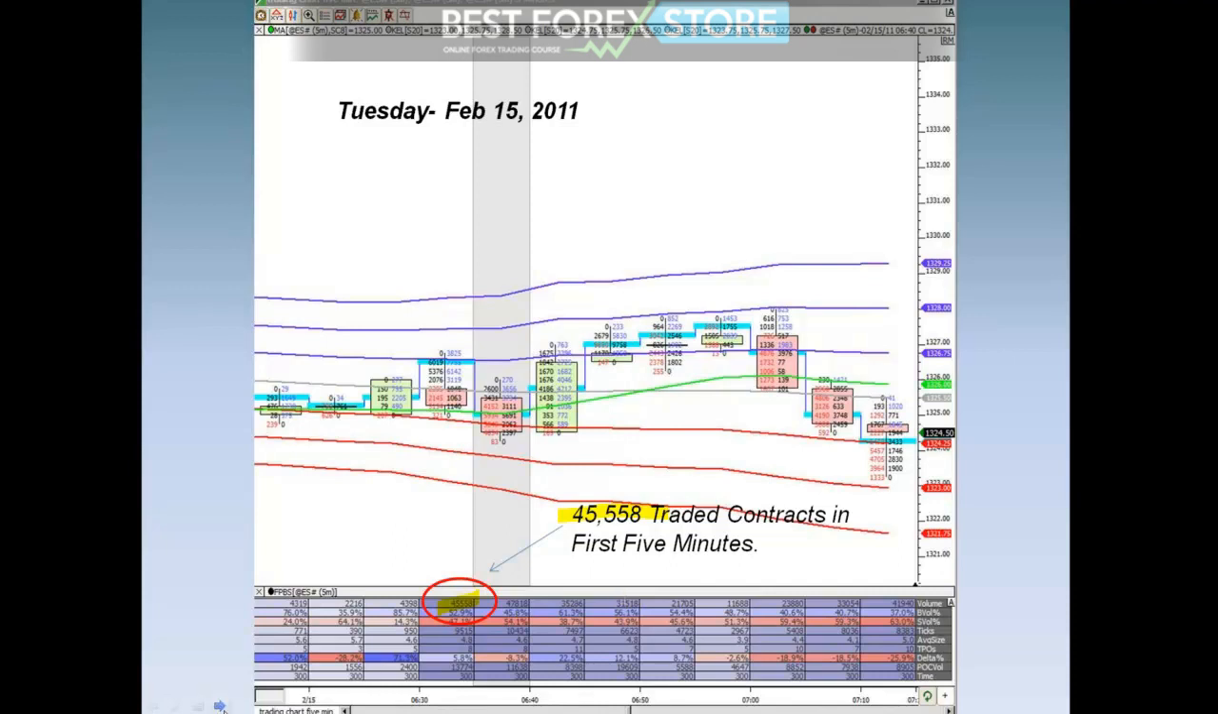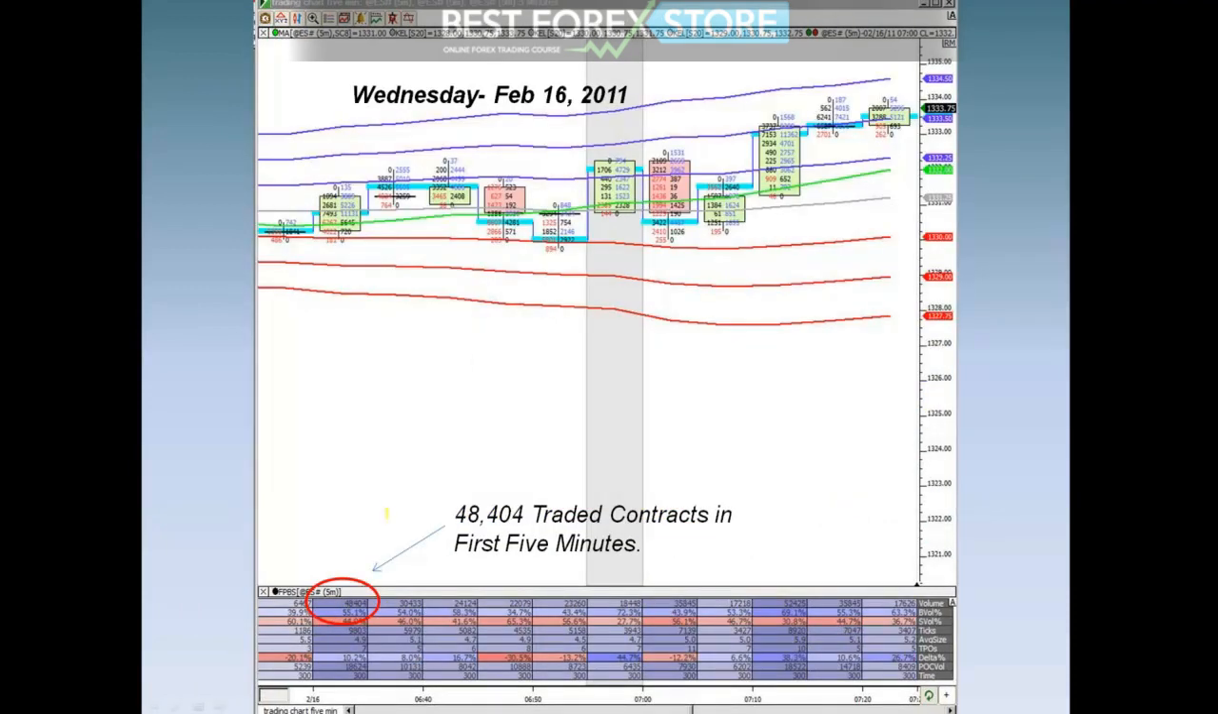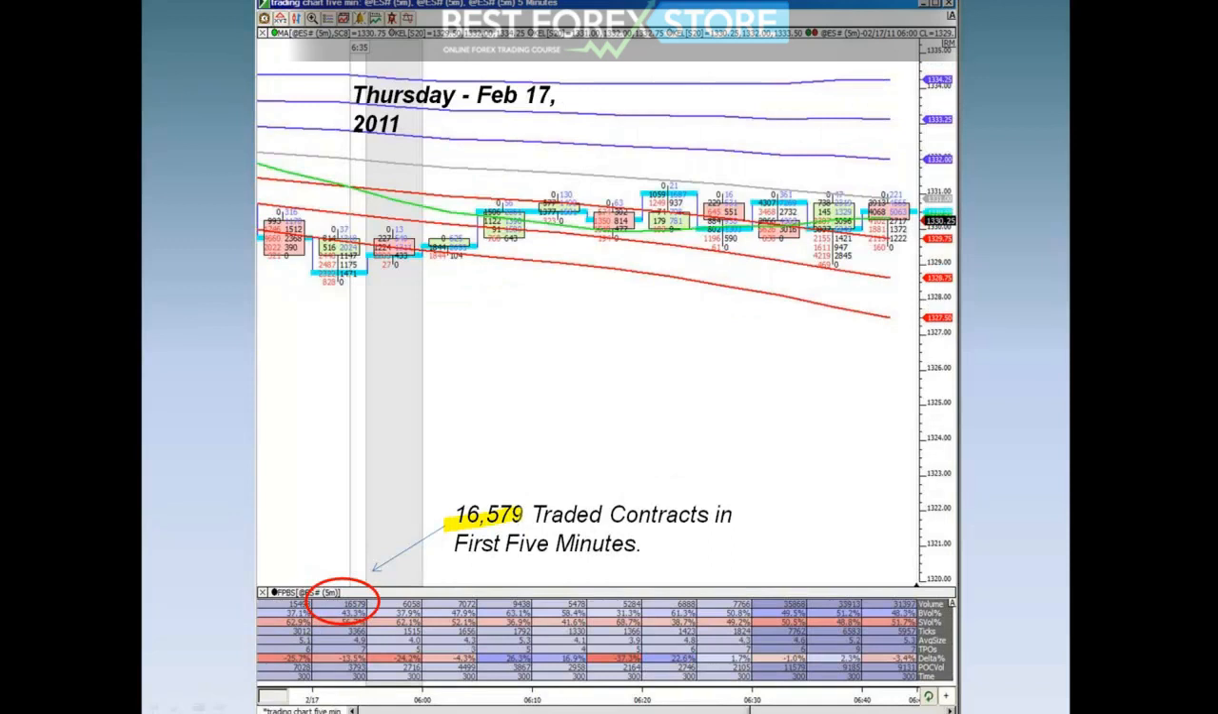Let's look at another day. Same week, but this is from the prior week. We had 48,404 contracts in the first 5 minutes. So once again, this is telling me that perhaps 77,000 may be a high number. All right, another day from the same exact week. And take a look now, 16,579 traded contracts. All right, so obviously this is a lower number. So you can see that the numbers fluctuate quite a bit even within the same week.